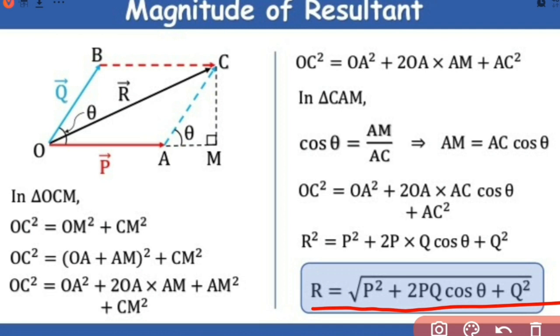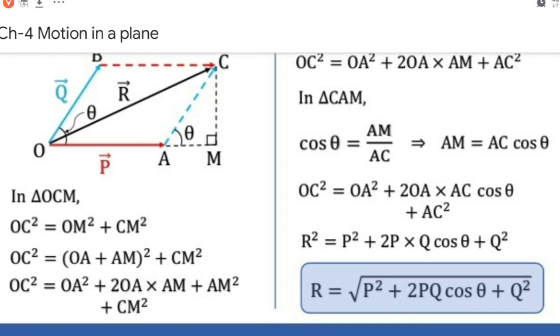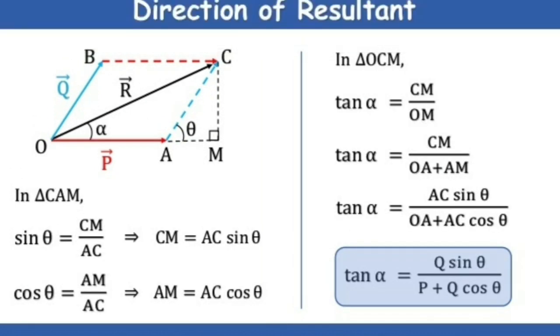And the expression for the direction of the resultant becomes tan alpha is equal to Q sin theta by P plus Q cos theta, where alpha is the angle made by the resultant with vector P. So that's how we can find the magnitude and direction of the resultant of two vectors.